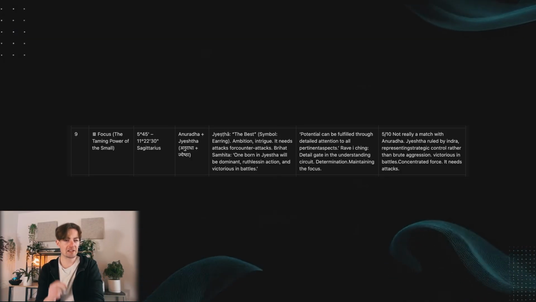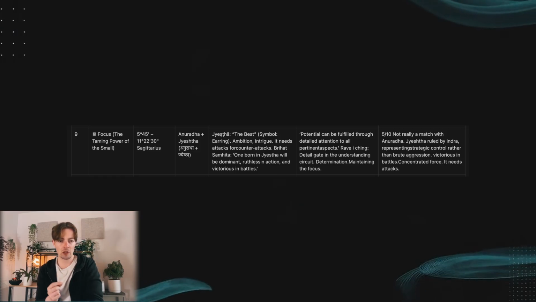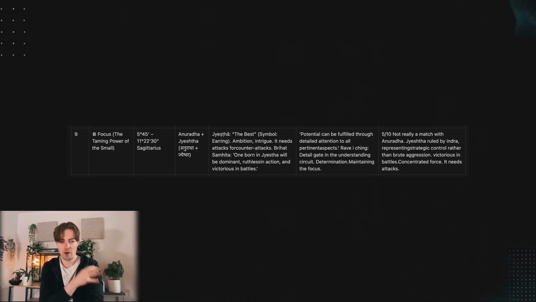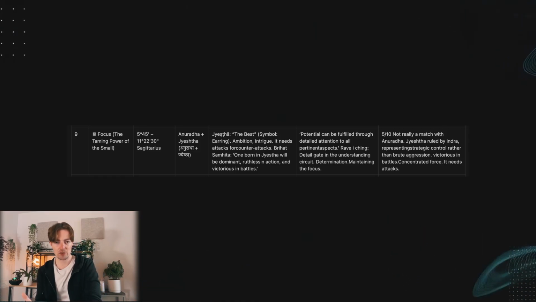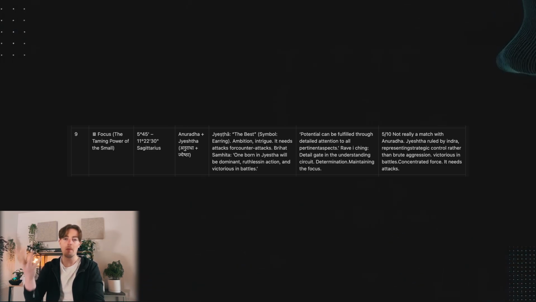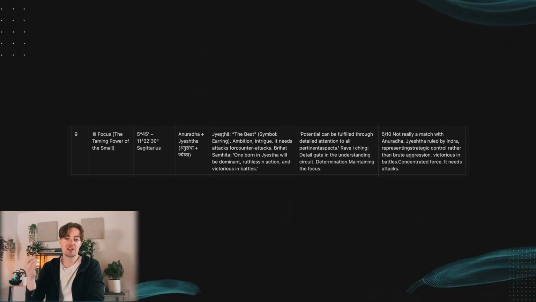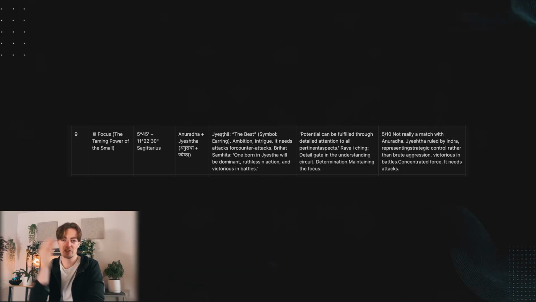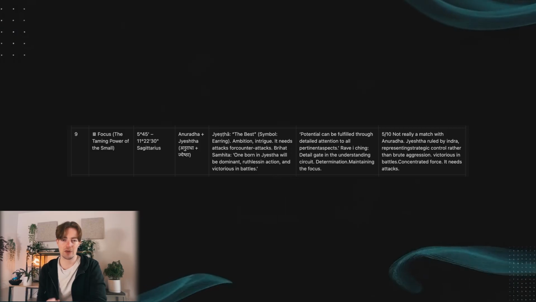Gate 9, the gate of focus, or the taming power of the small, running from 5 degrees to 11 degrees of Sagittarius. We are running both the Anuradha and the Jyeshta nakshatras here. To introduce Jyeshta nakshatra, the translation is the best. The symbol is the earring. It's ambition and intrigue. One description is it needs attacks for counterattacks.